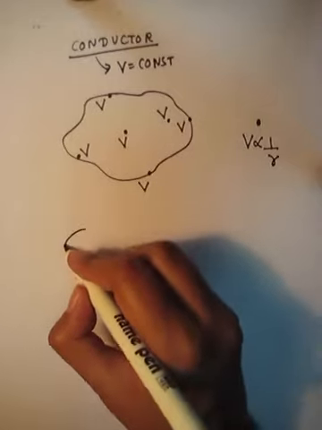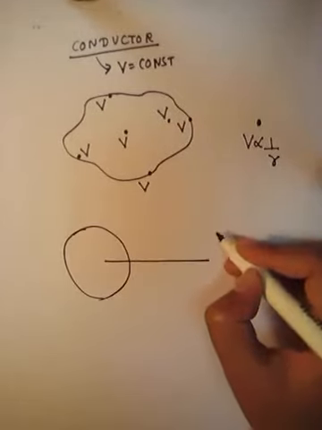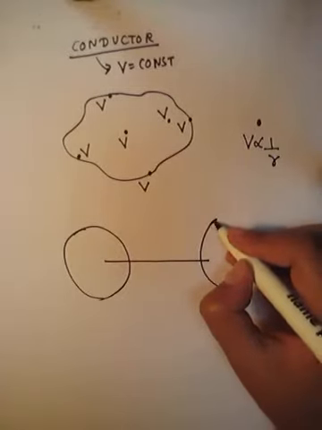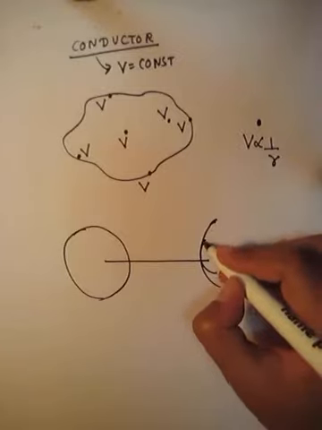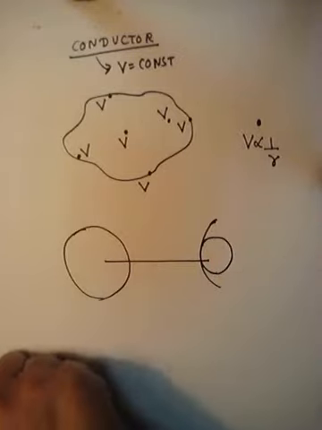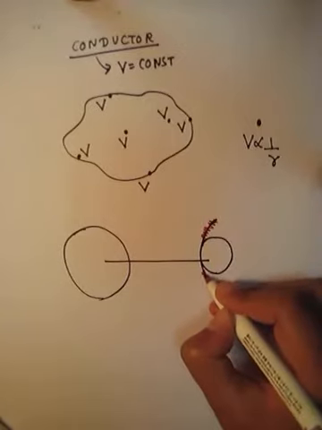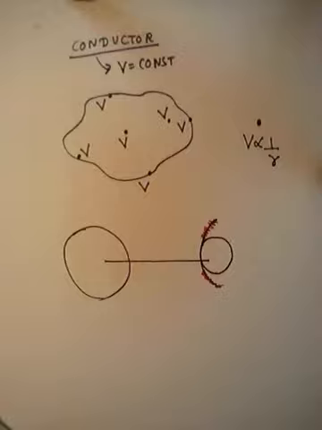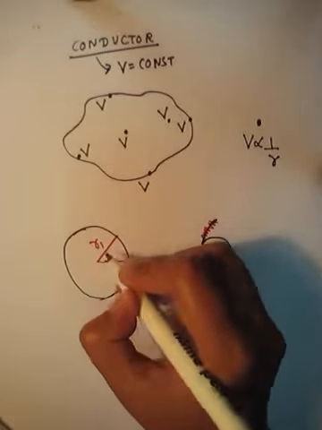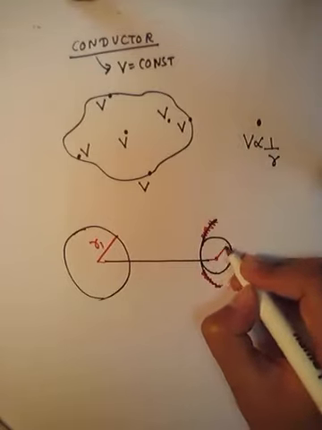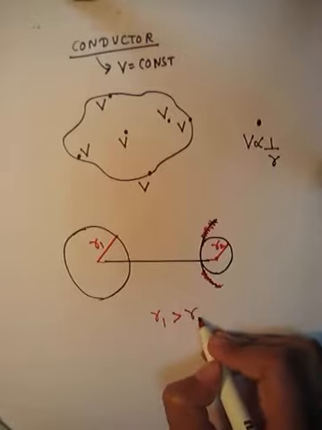Now suppose you have a conductor attached to another conductor, let us say it has a smaller radius. Please ignore this. So you have a conductor of a larger radius, let us say it is R1. It is attached to a conductor of a smaller radius, let us say it is R2. So R1 is greater than R2.